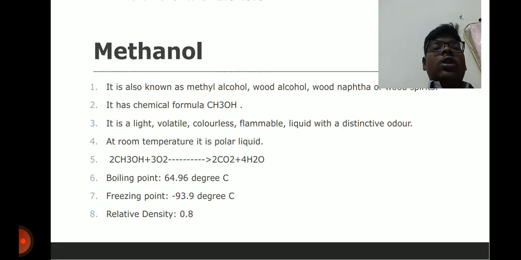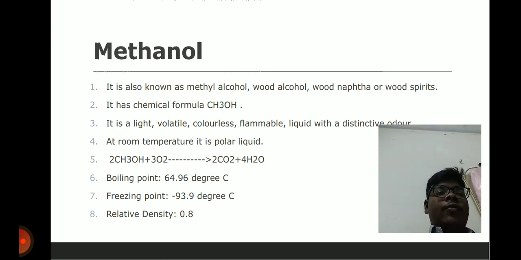Methanol. It is also known as methyl alcohol, wood naphtha, or wood spirits. It has the chemical formula CH3OH. It is a light, colorless, flammable liquid with a distinctive odor. At room temperature, it is a polar liquid. 2CH3OH + 3O2 gives rise to 2CO2 + 4H2O. Its boiling point is 64.90 degrees Celsius. Its freezing point is minus 93.9 degrees Celsius. Its relative density is 0.8.